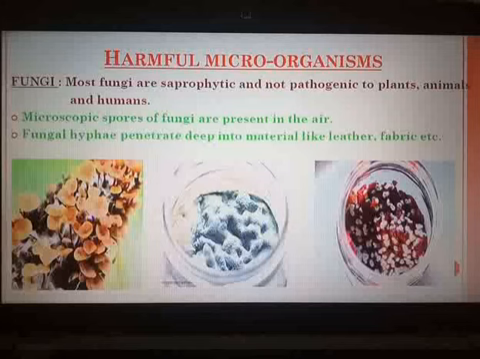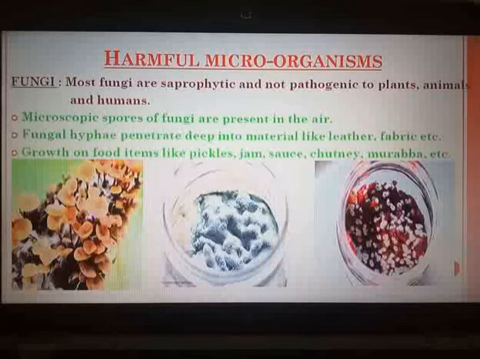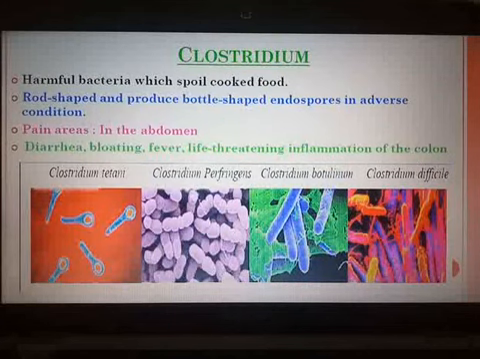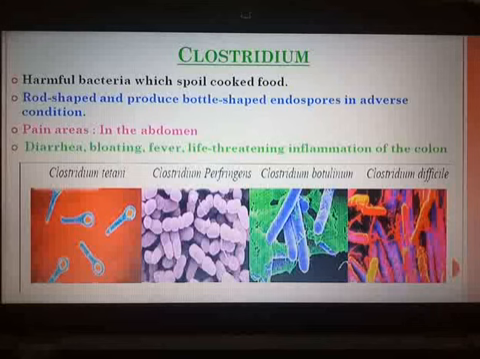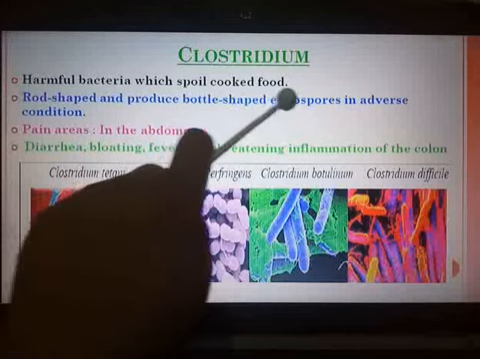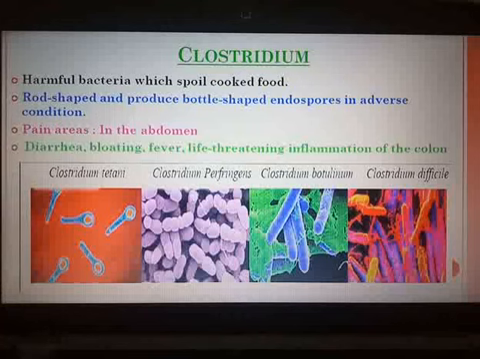The next harmful microbe is Clostridium. Clostridium are harmful bacteria which spoil the cooked food. Sometimes you might have heard about cases of food poisoning which occur during community feasts. How does food become poisonous all of a sudden? It is because of the attack of this harmful bacteria, which are rod shaped and produce bottle shaped endospores in adverse conditions.